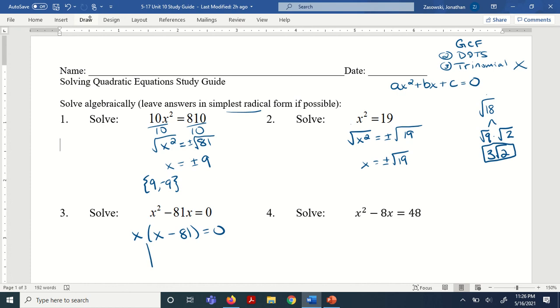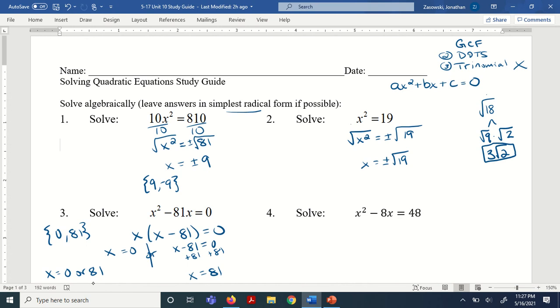Then I'm going to set each factor equal to 0. So either x is equal to 0 or x minus 81 is equal to 0. This is one solution. We're already done. The other one is to add the 81 to both sides and get x is equal to 81. So the solution set of this would be the set of 0, 81. Or I would just say x equals 0 or 81. This is another way that you can write this.